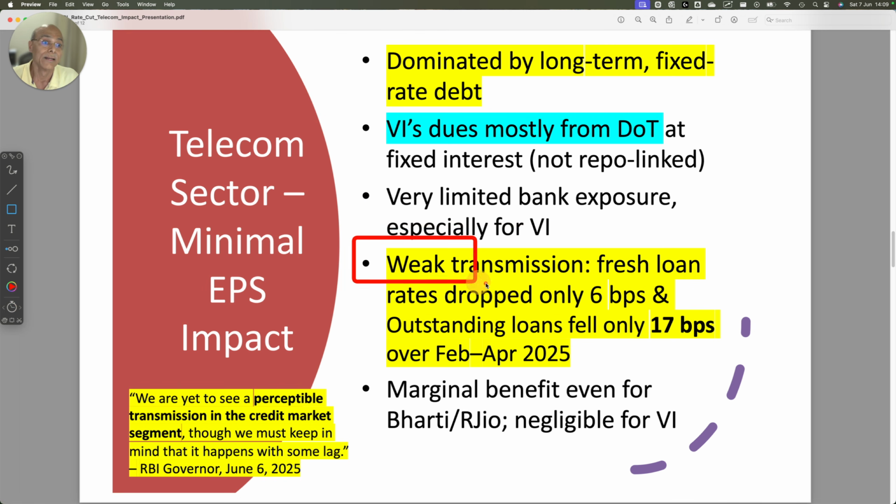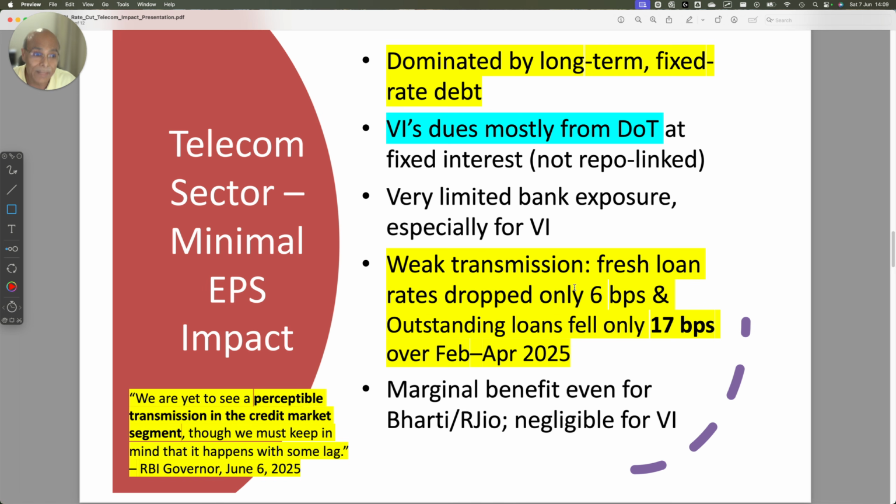Another thing is weak transmission. Weak transmission means the overall lending structure of the economy, whether it is driven by long-term lending, short-term lending, whether the banks are willing to pass on the benefit of this rate cut to the industry or not. Those things are pretty important. Sometimes what happens is that there is a phase lag between when the RBI reduces rate and the banks taking action. It looks like the transmission is going to be very weak immediately. Maybe after a certain period of time, we can see a certain amount of fall in interest rates.